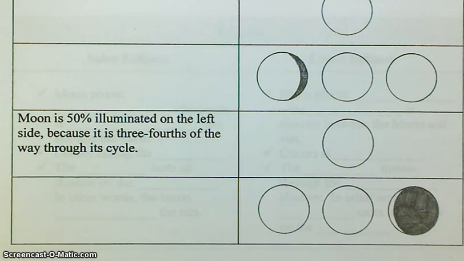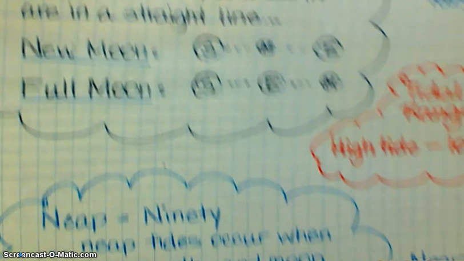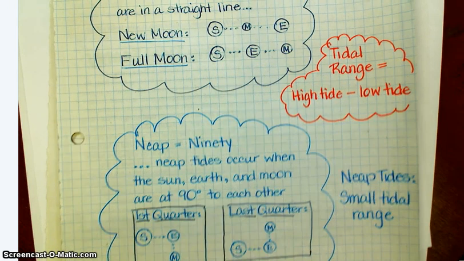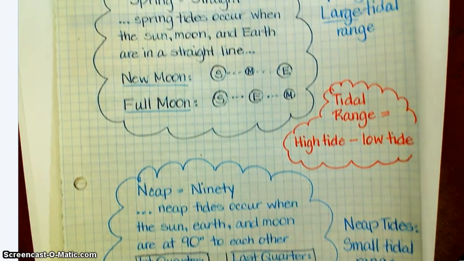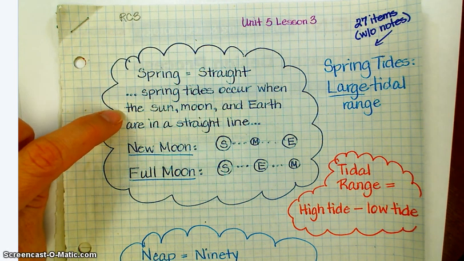Okay? All right, I'm going to give you just a few notes for tides, and you need to write it on the back of this sheet of paper. Okay, so flip this over, and you're going to write these notes for me. All right. So just move or pause as you need to. It says spring equals straight. Spring tides occur when the sun, moon, and earth are in a straight line.